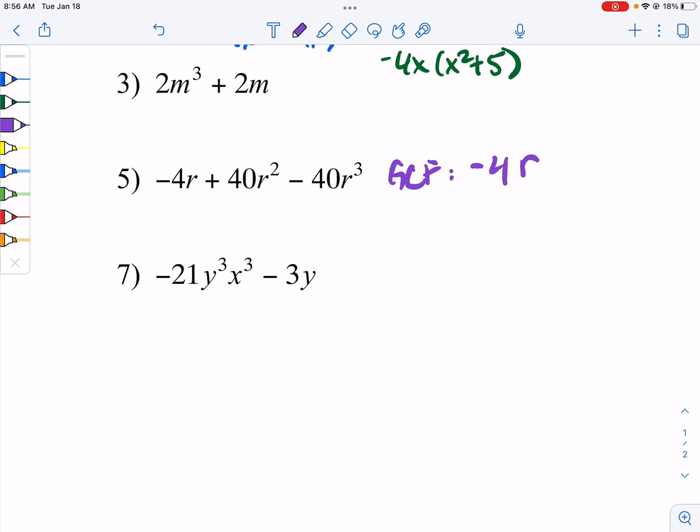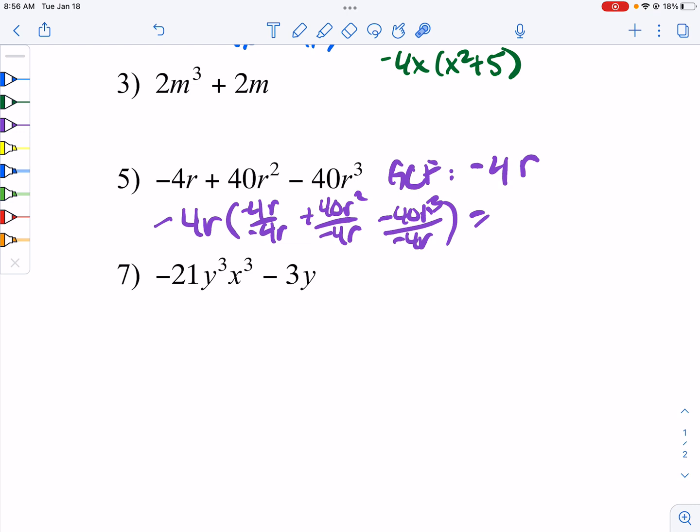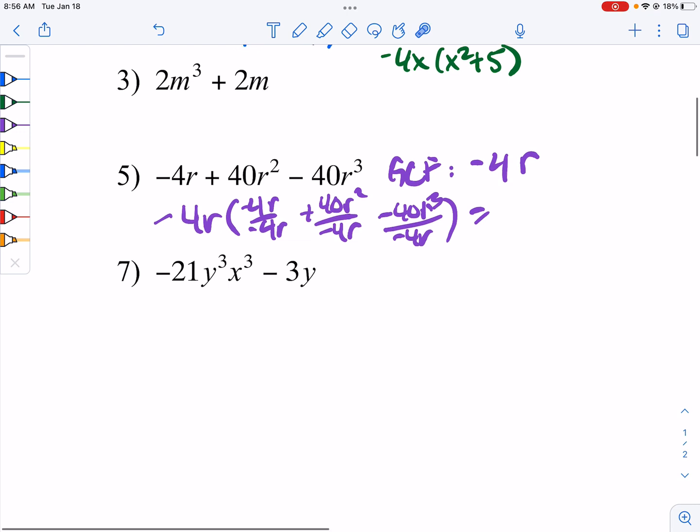Now, we've been looking at how this is really negative 4r, and then I would take each term and divide by the common factor. So 40r squared divided by negative 4r, and negative 40r cubed divided by negative 4r. Okay. So what I'm going to do here is, once you get used to dividing these, you don't need to write them. If you're at that point already, then that's great. If you're not, then use this as a step to help you get to the answer.